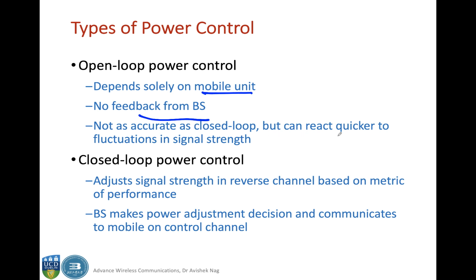Okay, but it can react quicker to fluctuations in signal strength because it doesn't need to wait for feedback from the base station. In case of closed loop power control, it adjusts the signal strength in the reverse channel based on a metric of performance, and the base station makes power adjustment decisions and communicates them to the mobile on the control channel. Okay, so you have a feedback control system in action in closed loop power control.